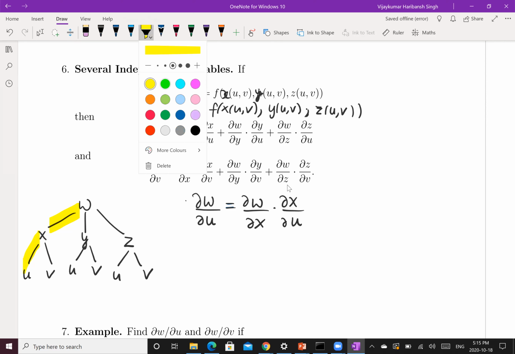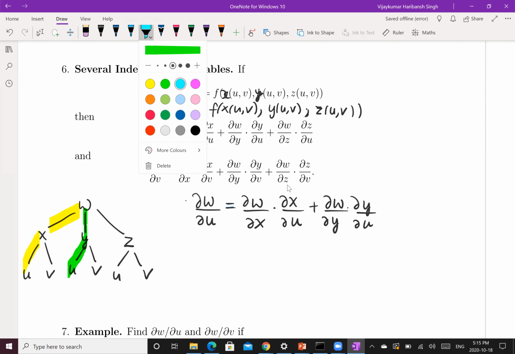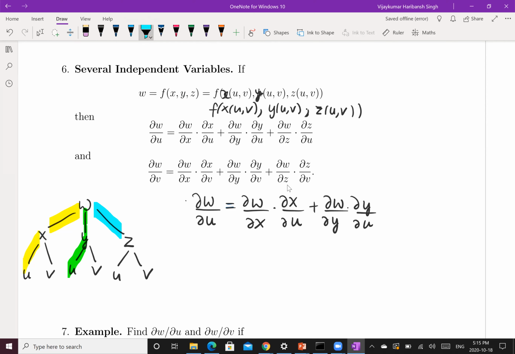Secondly, let's go along this one here. In this case, we get partial derivative of W with respect to Y times partial derivative of Y with respect to U. Similarly, let's go along the next one. What is the other remaining path we can take to go to U? It is this one here. So we get partial derivative of W with respect to Z times dZ/dU. So this is the partial derivative of W with respect to U.